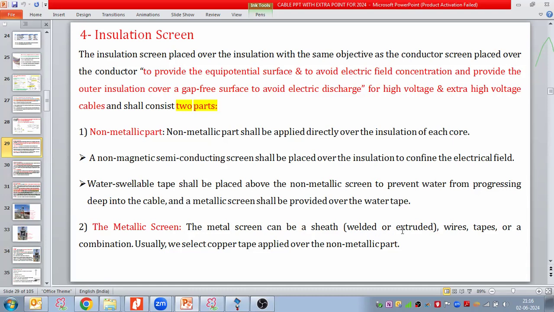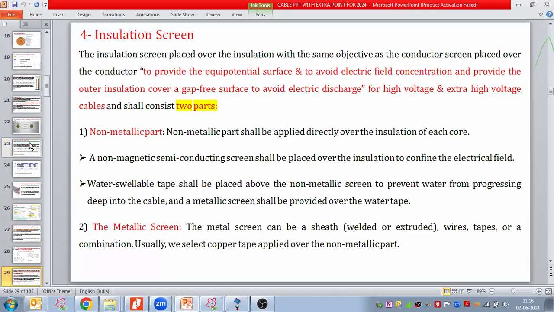It could be welded or extruded, wire or tapes, or a combination, based on the technical specifications of the client, whether they require the wire or the tapes. Based on that, we can select, or a combination of that. Usually we select copper tape applied over the non-metallic part. So this is our other screening.